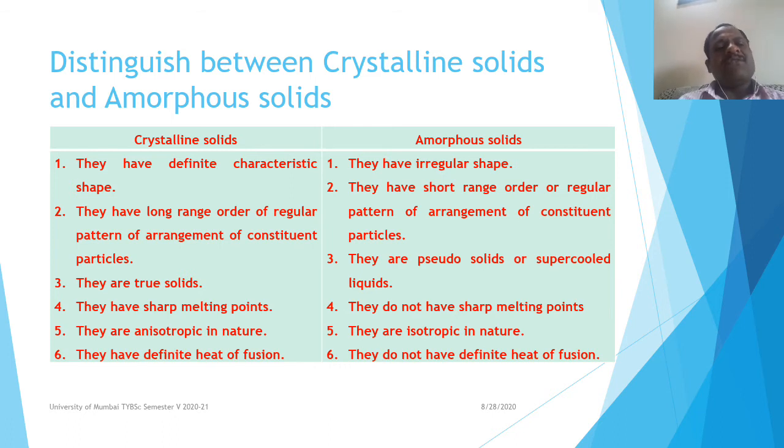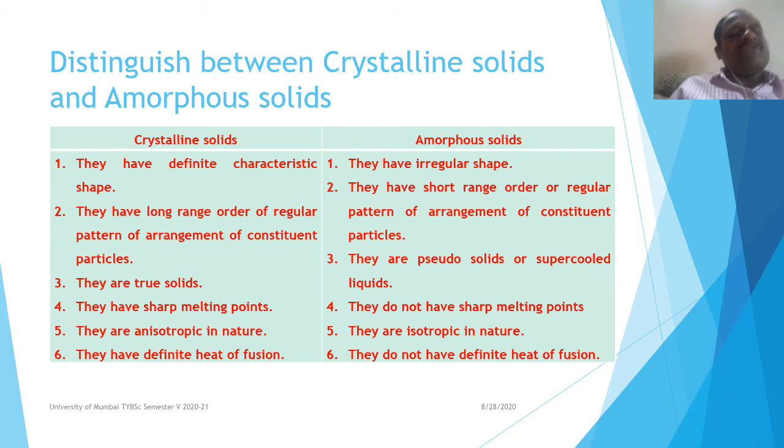That's why it is called a pseudo solid. Their properties can be changed. Fourth, crystalline solids have a sharp melting point. For example, if I have an NaCl crystal and, let's say, it melts at 100 degrees Celsius, then obviously any pure NaCl crystal always melts at 100 degrees Celsius. So that is a sharp melting point.